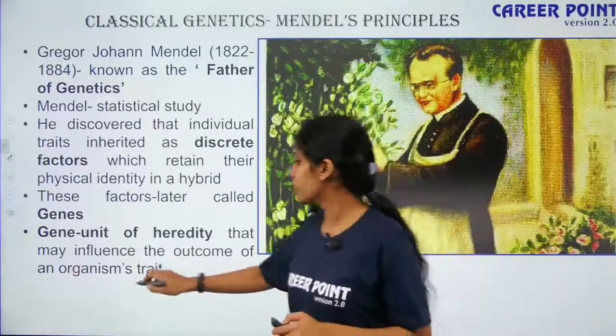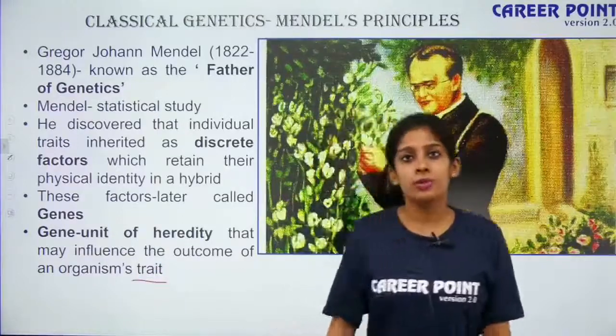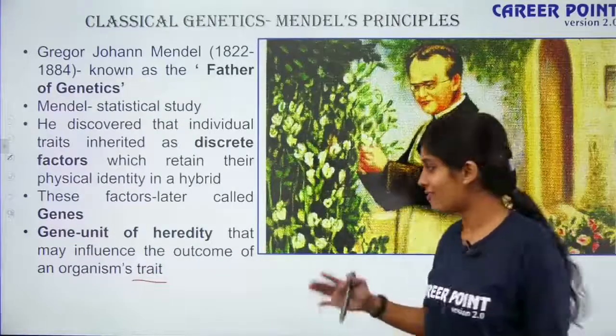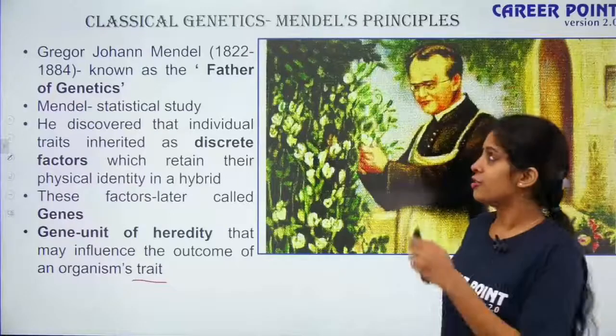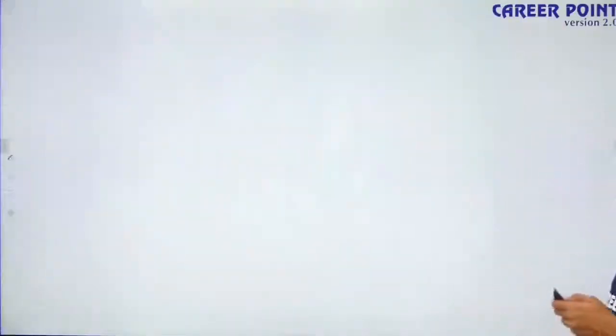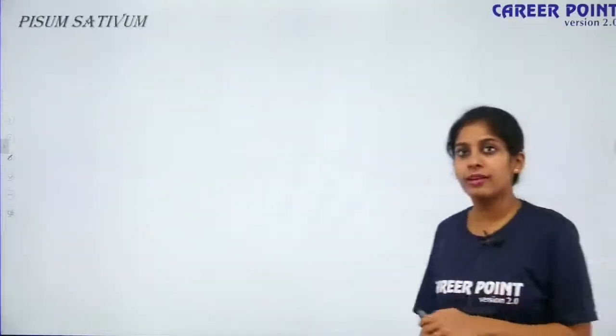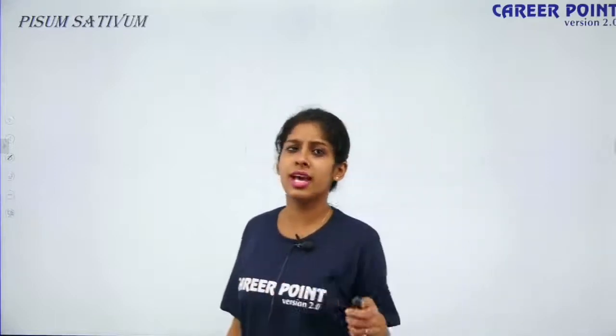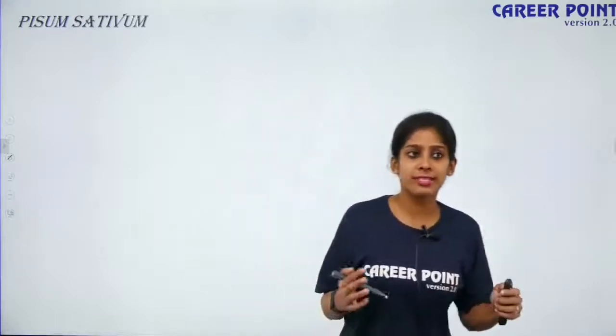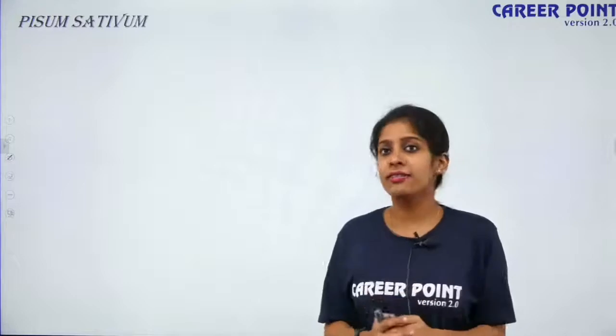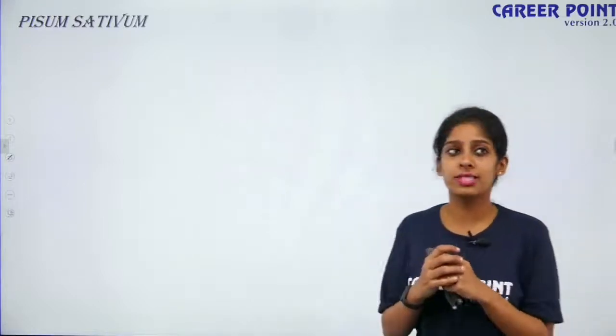Okay, so you might get confused as to what is this trait. Don't worry, we still have more to go. I will explain to you what is trait. Fine, so this is about Mendel. So he did his work. You might have heard this n number of times. So he performed his experiment on pea plant, and the scientific name for your pea plant is Pisum sativum.